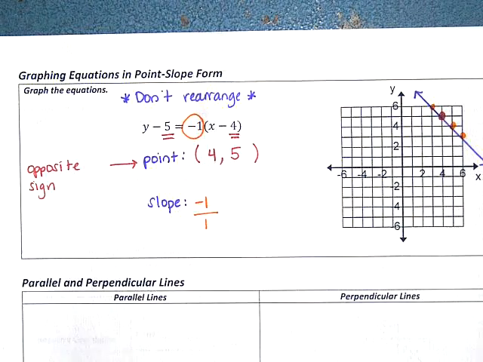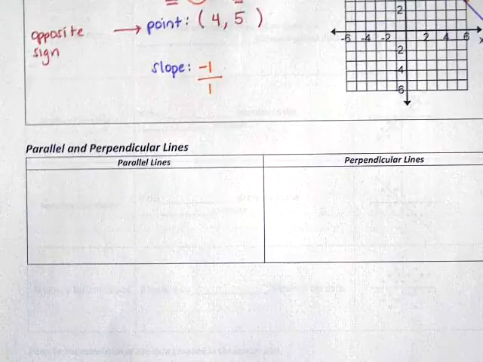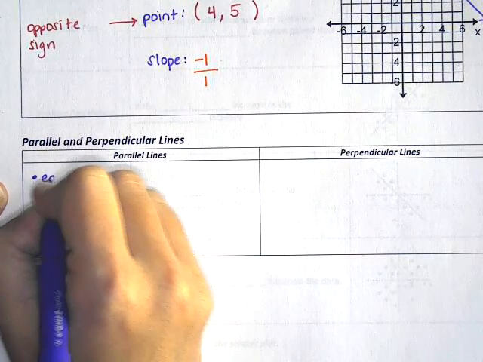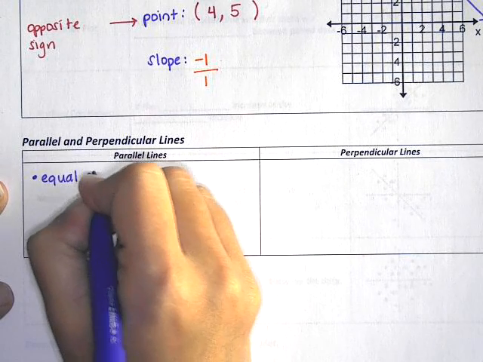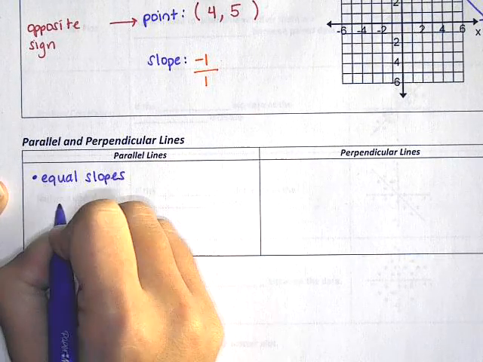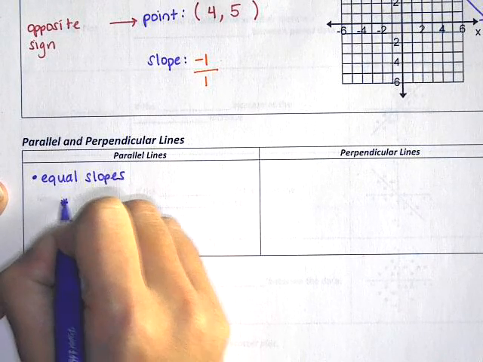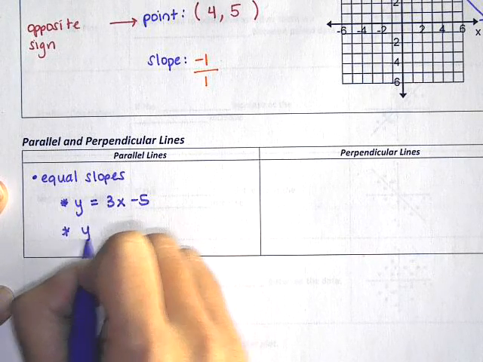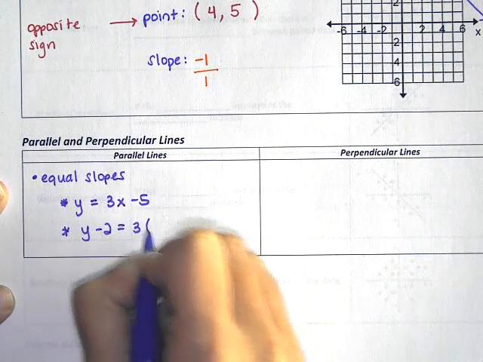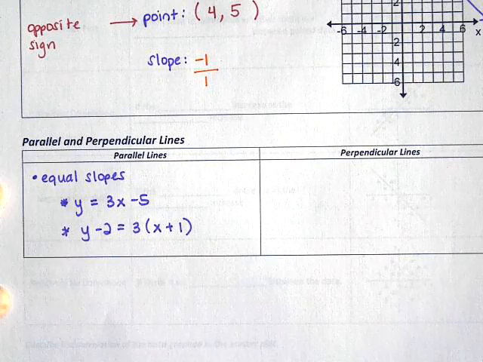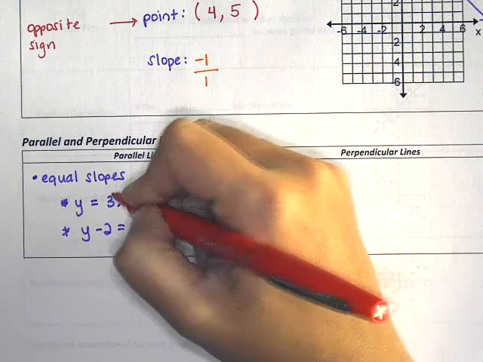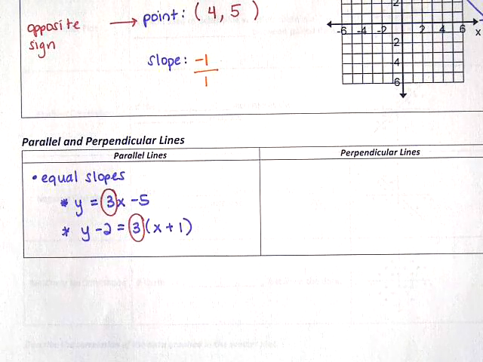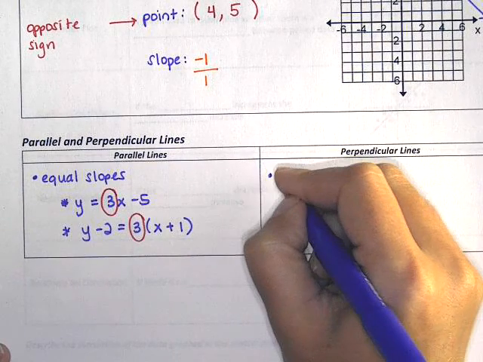Finally, we've talked about parallel and perpendicular lines. The only thing we really need to know here is that parallel lines have equal slopes. So an example of two parallel lines would be y equals 3x minus 5 and y minus 2 equals 3 parentheses x plus 1. The reason these would be considered parallel is because of the 3 and the 3 being the same.